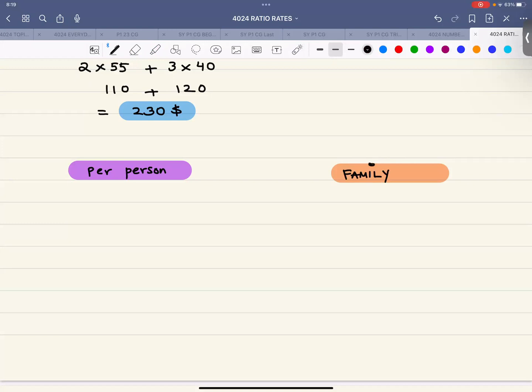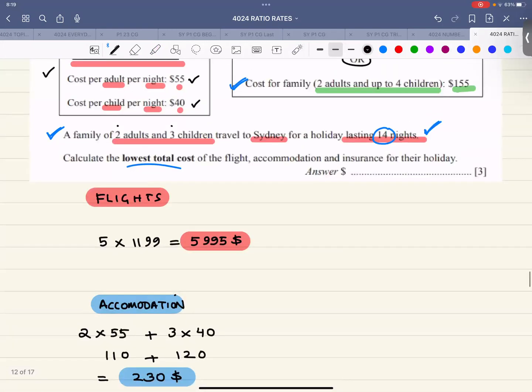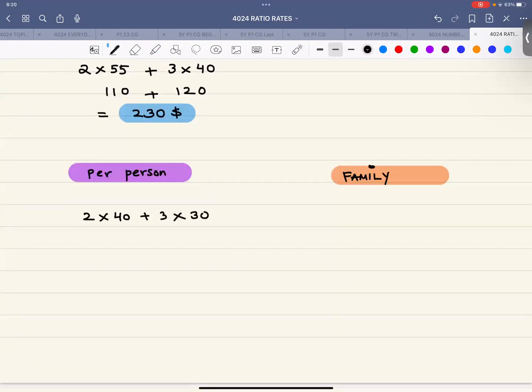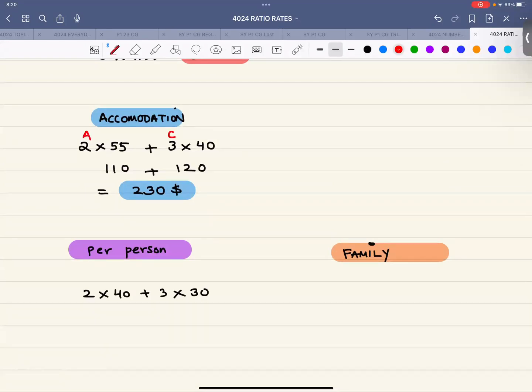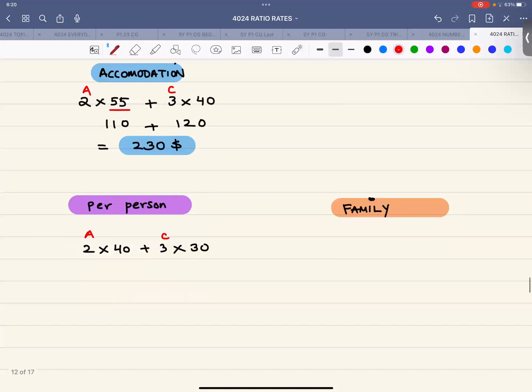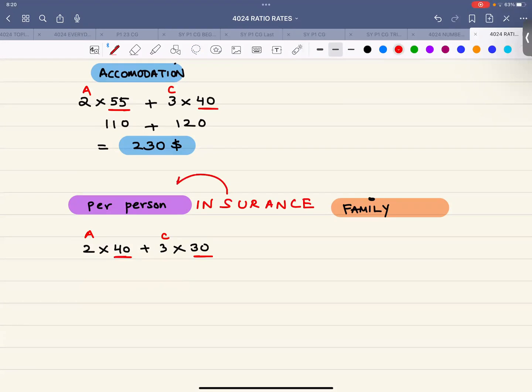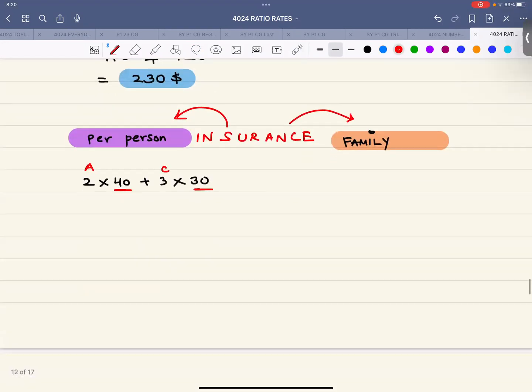So now, when we're talking about per person, 2 into 40 plus 3 into 30. This 3, let me remind you, is for the child, and this is for the adult. This was the respective cost in accommodation. This is the respective cost in per person, and this we are talking about insurance. Let me just highlight it like this. So therefore, 2 into 40, that is 80. 3 into 30 is 90. That is $170.